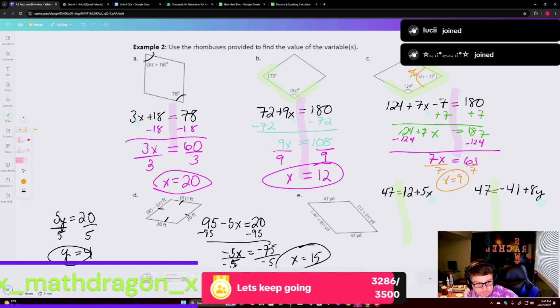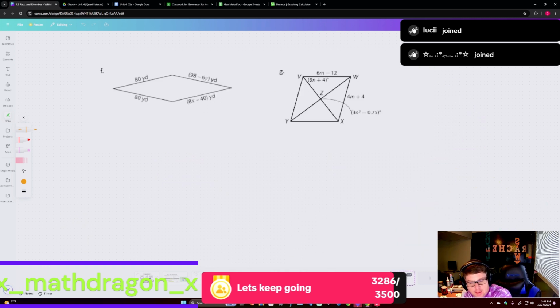Okay. Subtract 12. Let's just do this real quick. 35 equals 5x. Divide by 5. X equals 7. Add 41. 8y equals 88. Divide by 8. Y equals 11. Okay. And then the last couple, once again, set it up, solve it out.